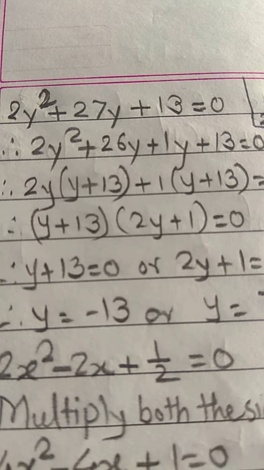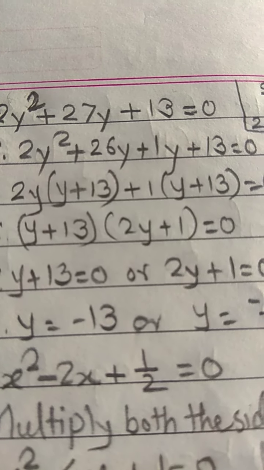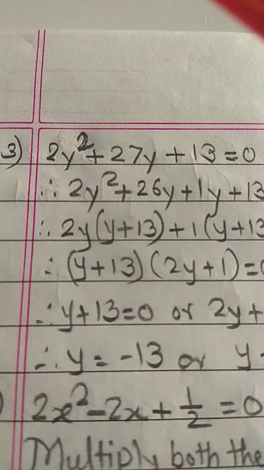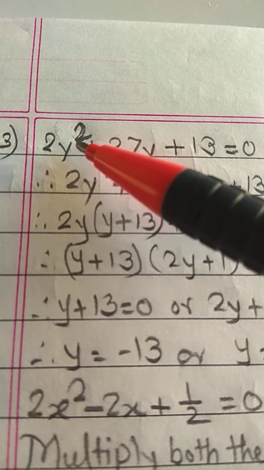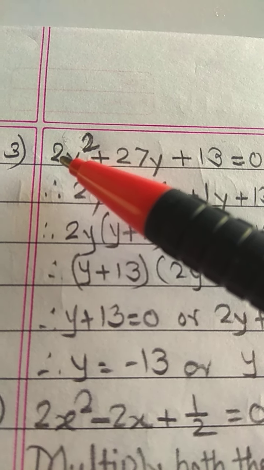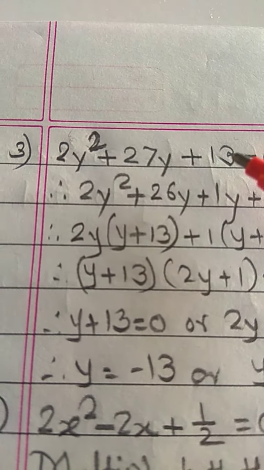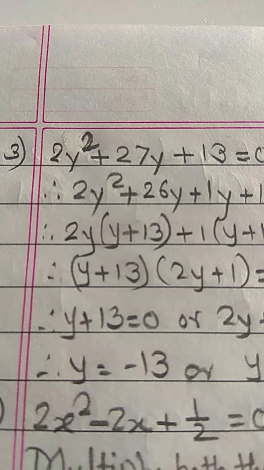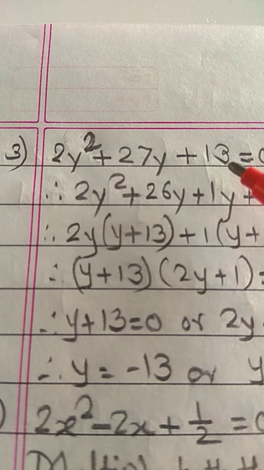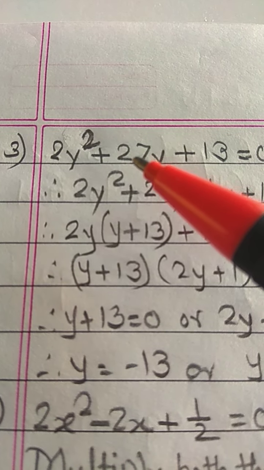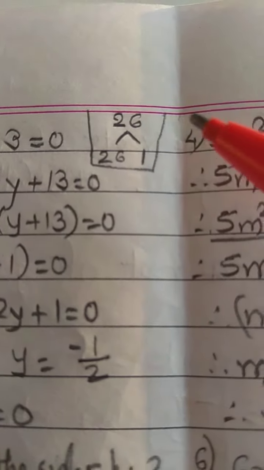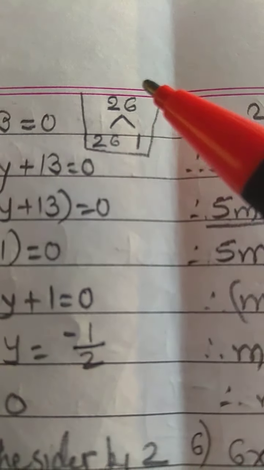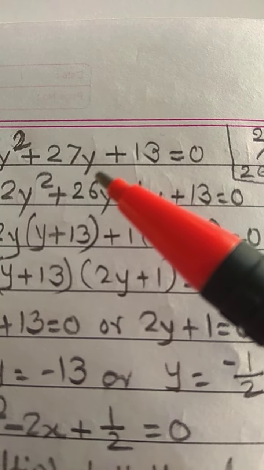2y square plus 27y plus 13 equal to 0. Okay. Now, here there is a coefficient for this y square. This coefficient 2 and 13, we should multiply these two numbers. 13 into 2 will give you 26. Now, the product should be 26 and addition should be 27. See, the product of 26 and 1 is 26 and their addition is 27.